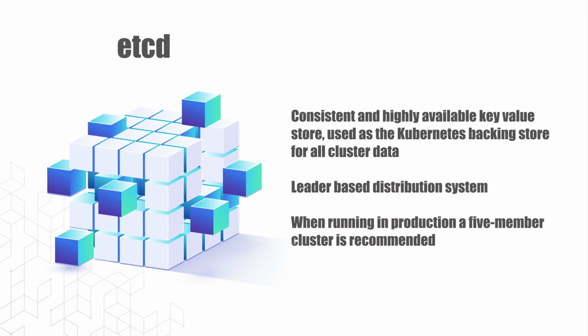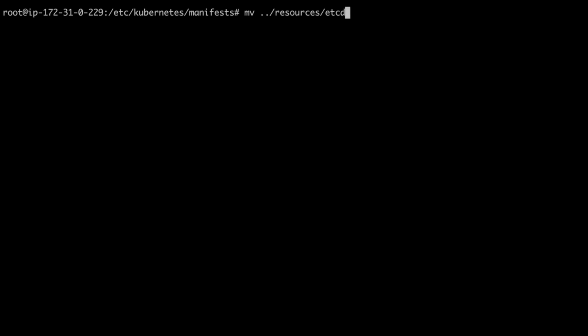Okay, so next we're going to actually look at etcd. etcd is a consistent and highly available key value store used as the Kubernetes backend store for all cluster data. It's a leader-based distributed system, and when running in production, a 5-member cluster is recommended. So let's actually start etcd using a static pod. So we're just going to move that declaration there back into our manifests directory, and we're going to actually watch this with nerdctl.